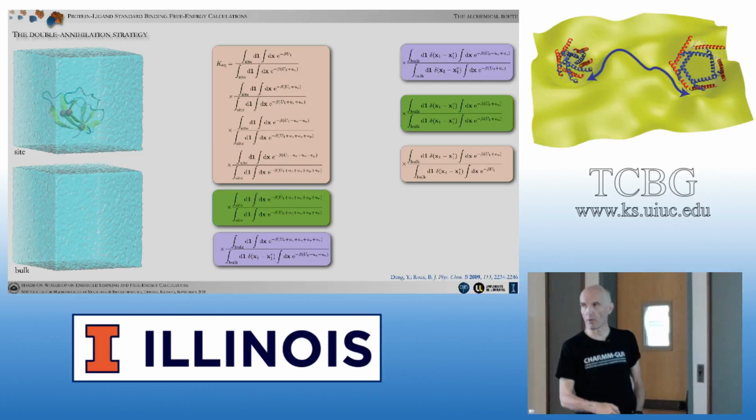And all this contribution, adding restraints for the conformational degree of freedom, for the orientational degree of freedom, and positional degree of freedom, all of this is accounted by a series of integrals. And so I have here in salmon pink the restraint contributions in the bound state and in the bulk state. And here in green, I have the uncoupling in the bound state and uncoupling in the bulk state.